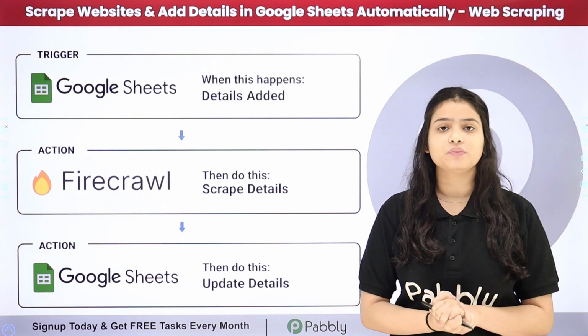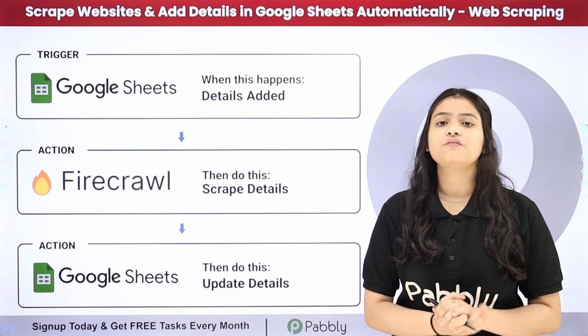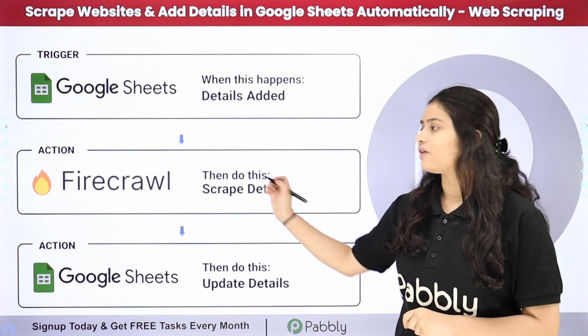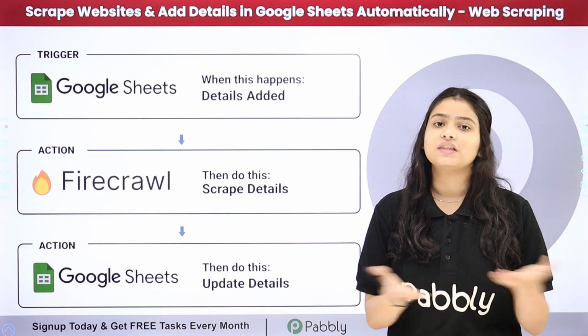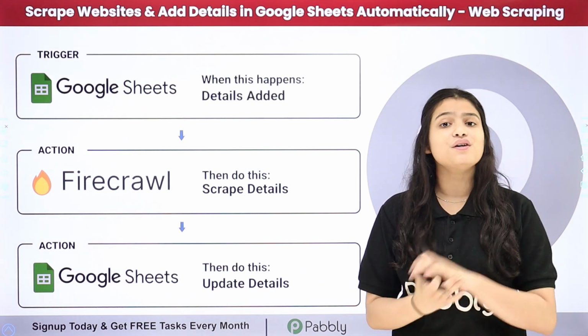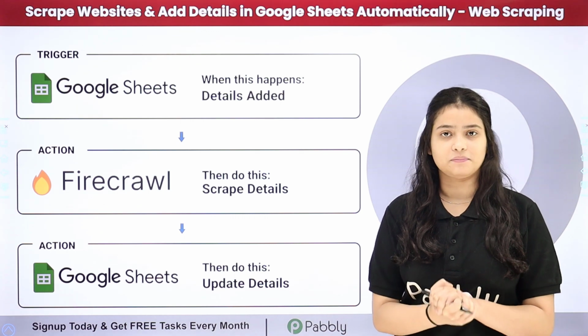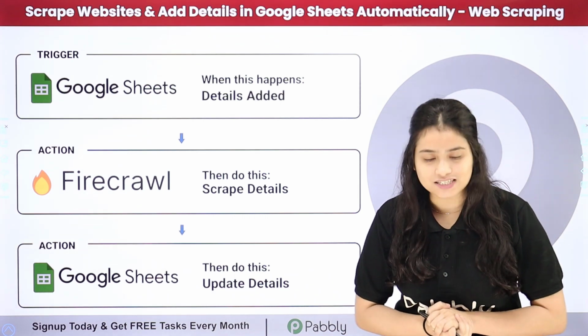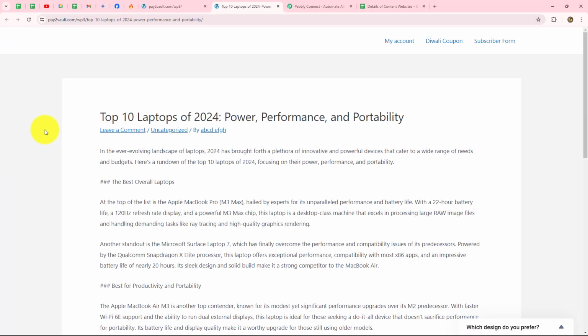So how are we going to automate this entire process? For this, we will have to set up the connection between Google Sheets and Firecrawl, and that we are going to do without any coding and programming skills, simply with the help of Pabbly Connect. So if you also want to learn this amazing automation step by step, for that you have to come towards my screen. Welcome to my screen everyone.